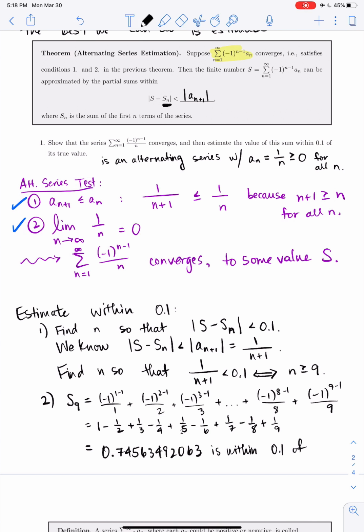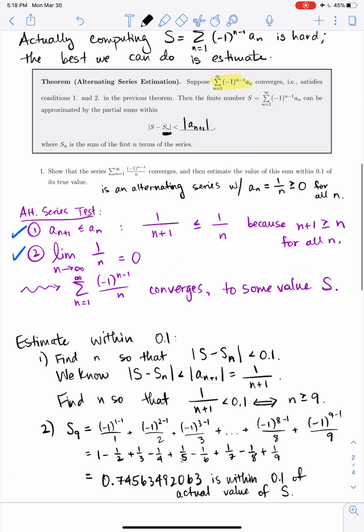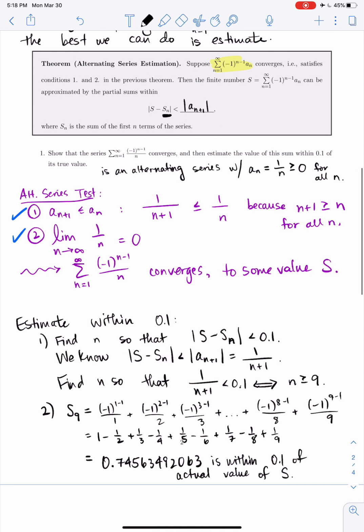0.1 of the actual value of that series convergent value. Okay, so that's how you apply the alternating series estimation to get some value that's close enough to the actual value of that series. Okie doke.